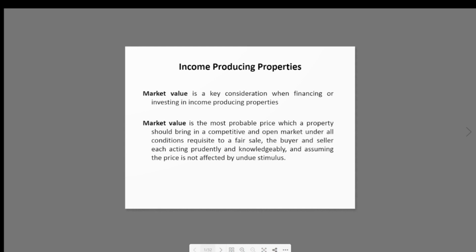Market value is the most probable price which a property should bring in a competitive and open market under all conditions requisite to a fair sale, the buyer and seller each acting prudently and knowledgeably, and assuming the price is not affected by undue stimulus.